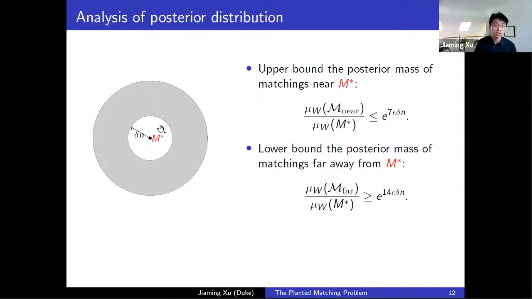A very natural way is to bound the total probability mass that is near M star, and then lower bound the posterior mass that is far away. If you can show there is more posterior mass far away, then if you draw another one, very likely it will be far away from M star. So that's basically the high level idea.